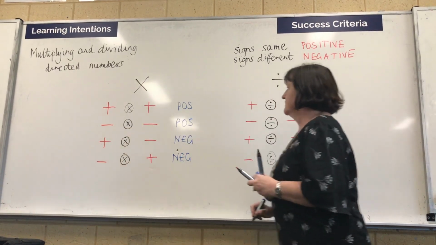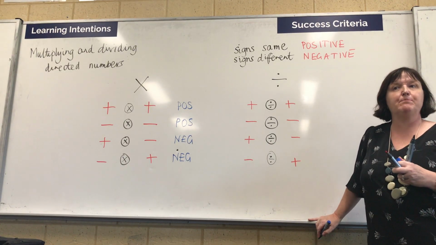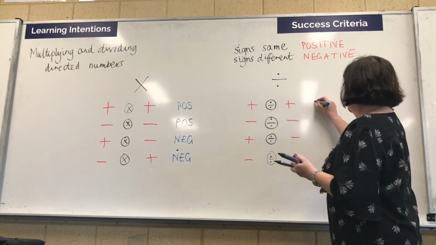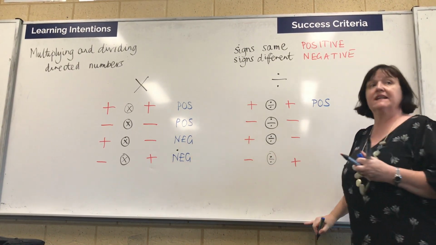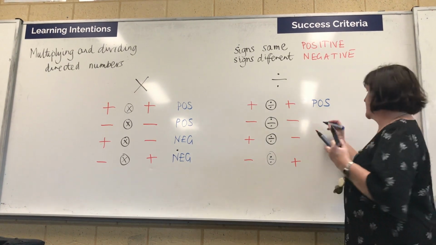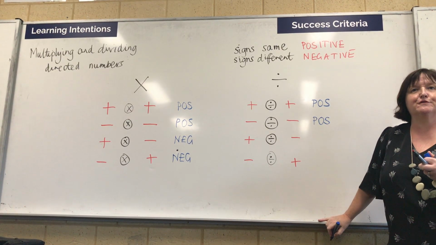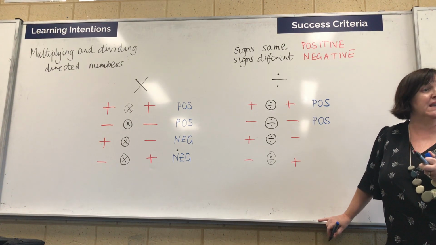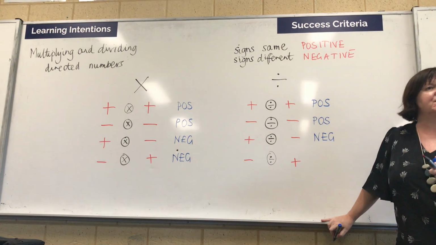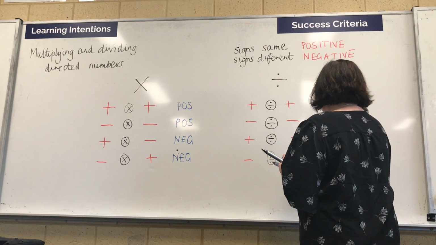Right then. Pretty easy so far. Positive divided by positive. Same or different? Same. So the answer is going to be positive. That's right. Negative divided by negative. Same. Positive, that's right, because the signs are the same, so it's going to be positive. Positive divided by negative. Different, so it's going to be negative. And then negative divided by positive. Different, so the answer is going to be negative, that's right.